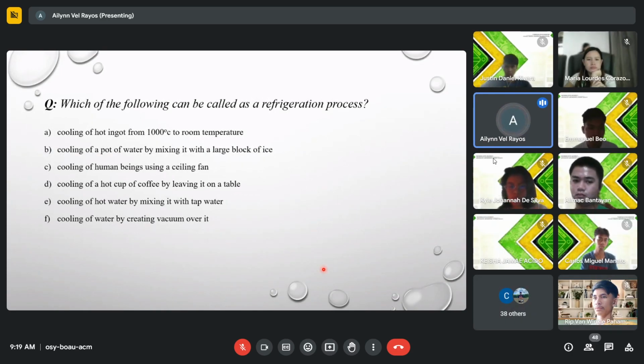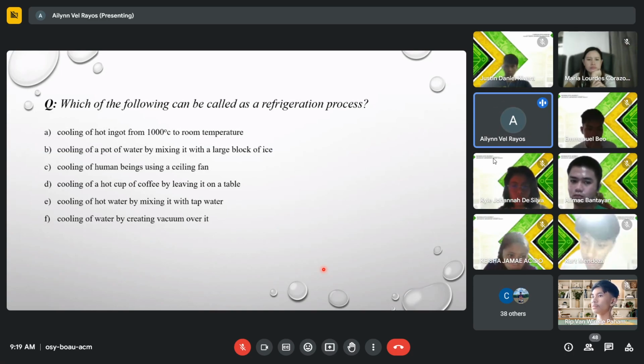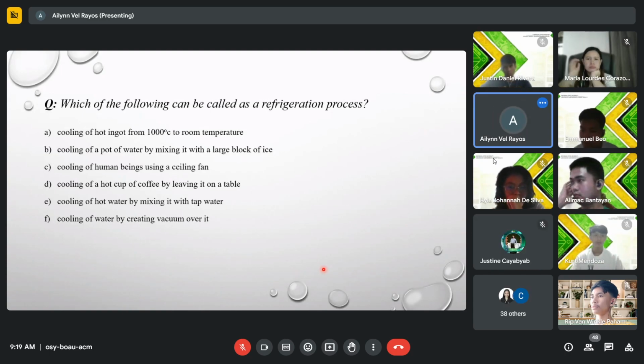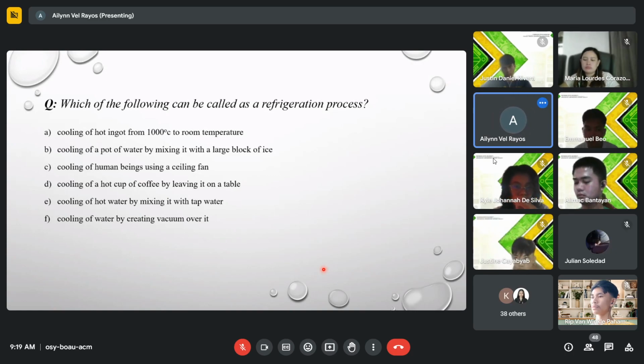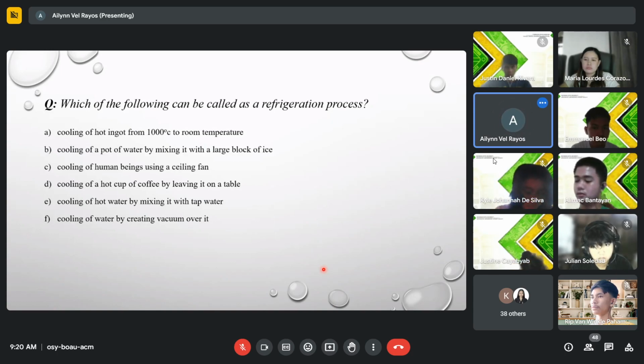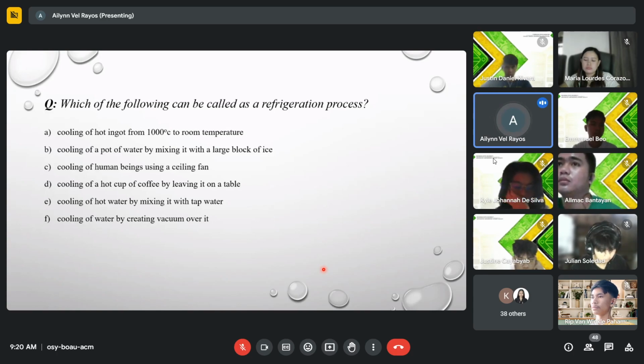Can you provide your answer? Which of the following instances is a refrigeration process? To answer, you have to understand that a process of refrigeration is one where you maintain the temperature of a substance below its surrounding temperature. Okay, so we will go one by one, and you can answer if it is a refrigeration process or not. Let us start with Iranggoy.